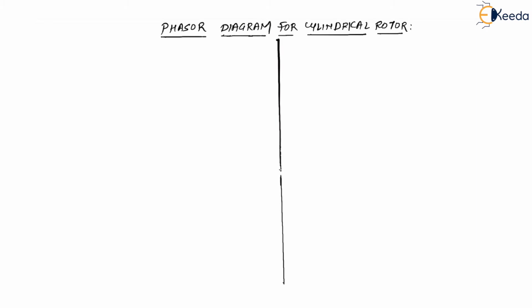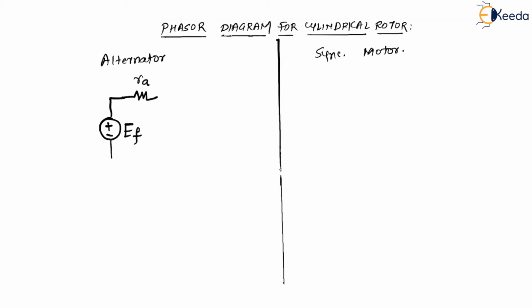Okay, so now let me have the diagram for the alternator on one side and the diagram for the synchronous motor on the other side. Equivalent circuit basically, correct? Now in that equivalent circuit, in case of the alternator we will be having this EF, which is nothing but the induced voltage at no load. We also say excitation EMF. This is our EF. Now definitely it is going to have some armature resistance, so we have this RA.